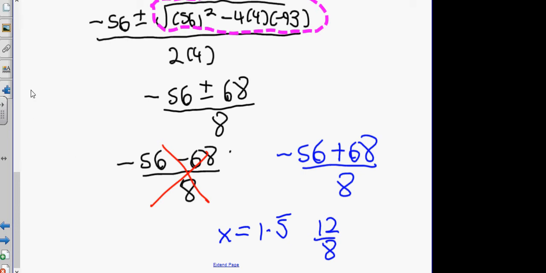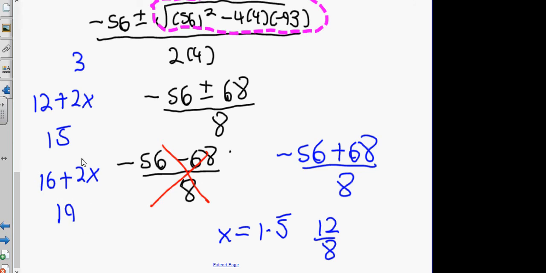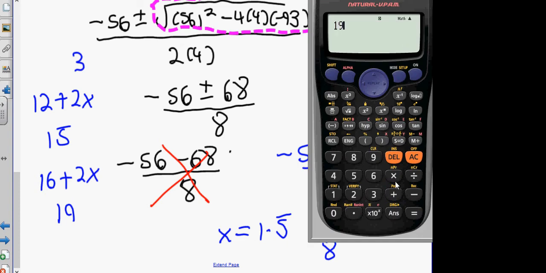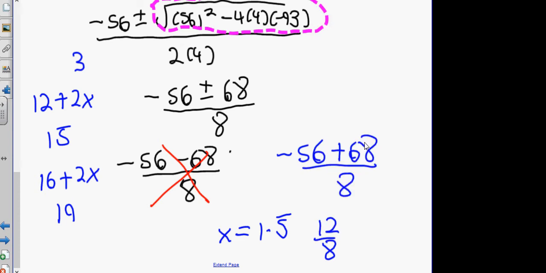Okay? How would you check your answer? Remember that the length is 12 plus 2x. 2x is worth 3. It's going to be 15. The width was 16 plus 2x. That's now going to be 19. 19 multiplied by 15 should give you your 285. And does it? Oh boy, it does. 19 multiplied by 15 gives you your 285. That's how you know you're correct. Okay, guys.